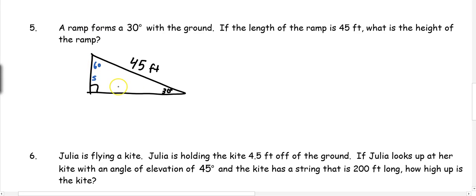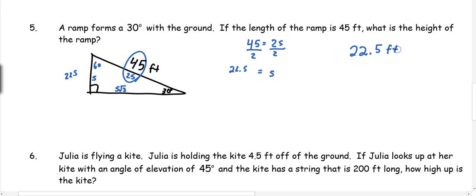So I have my S side, my S root 3, and my 2S. 45 is on the side of the 2S. So 45 is equal to 2S. When I divide by 2, I get S is 22.5, which means that the height of the ramp is 22.5 feet.